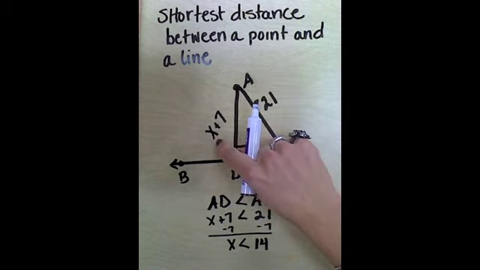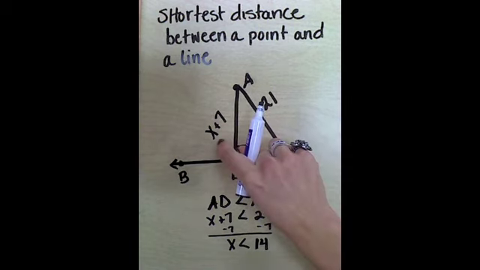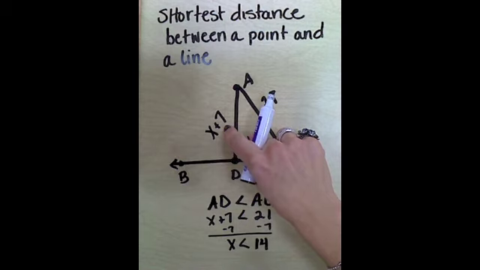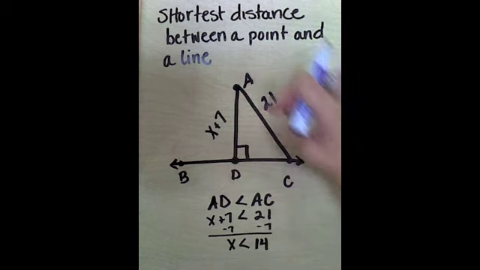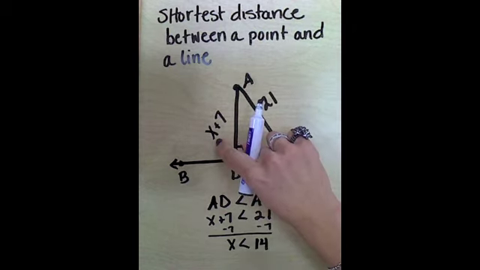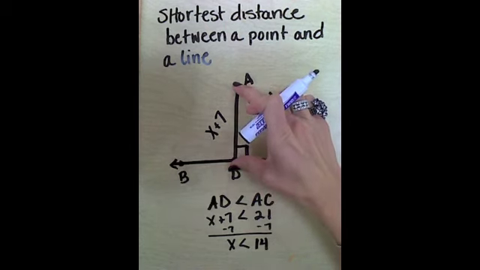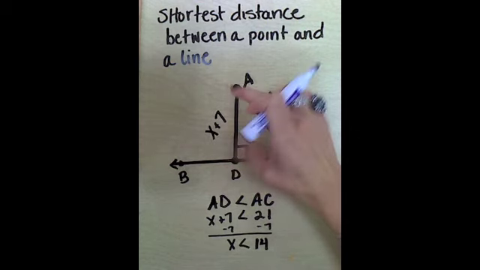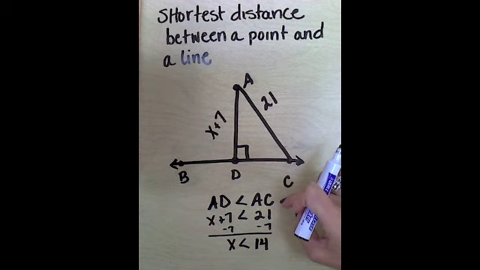If I plugged in 12, 19 is less than 21. And I could keep going. In fact, I can go as low as 0. If I plugged in 0, x could be 0, because if I added it to 7, legitimately it would still be a length of 7, which is less than 21. If I plugged in even a negative number, negative 1 plus 7 is 6. Negative 2 plus 7 is 5. Negative 3 plus 7 is 4. And I could keep going because all of them are less than 21 and it fits the requirement.